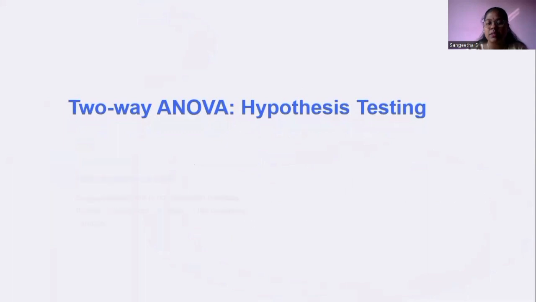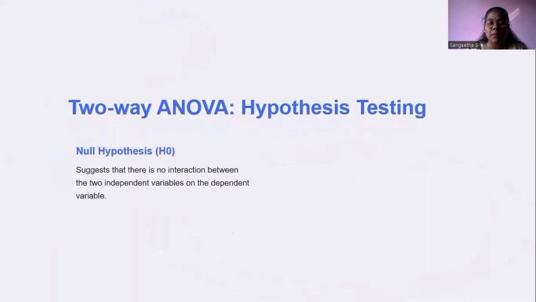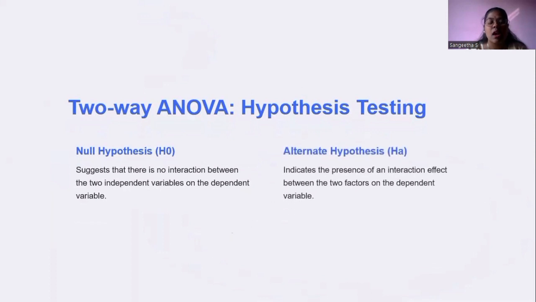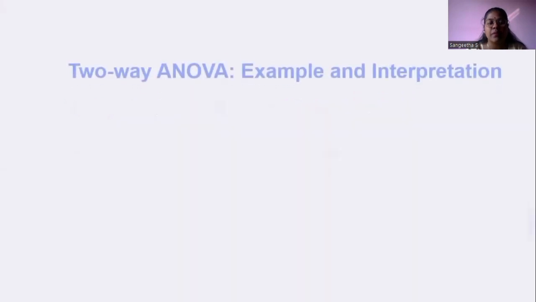Two-way ANOVA hypothesis testing. Here also there are two types of hypothesis, null hypothesis and alternative hypothesis. Null hypothesis suggests that there is no interaction between the two independent variables on the dependent variable. Alternative hypothesis indicates the presence of an interaction effect between the two factors on the dependent variable.